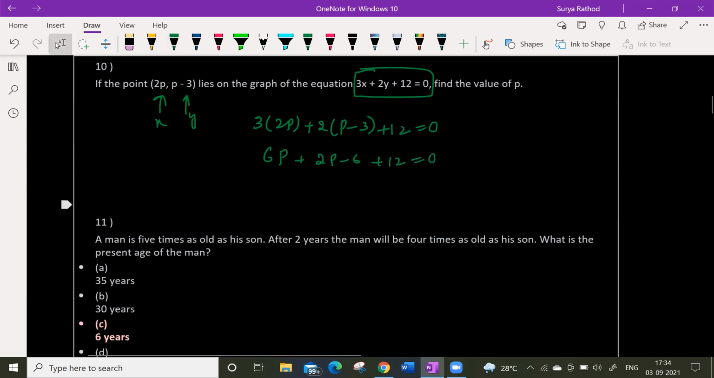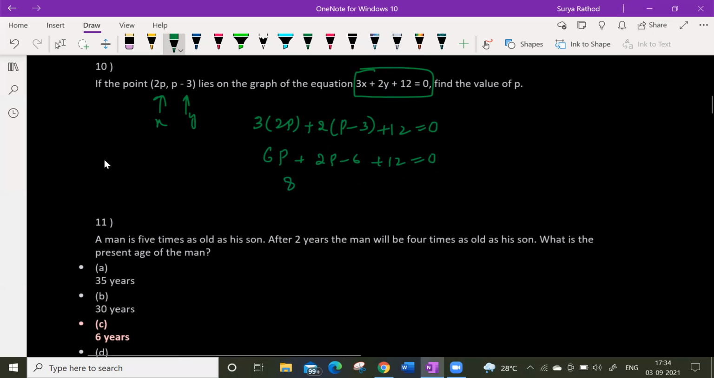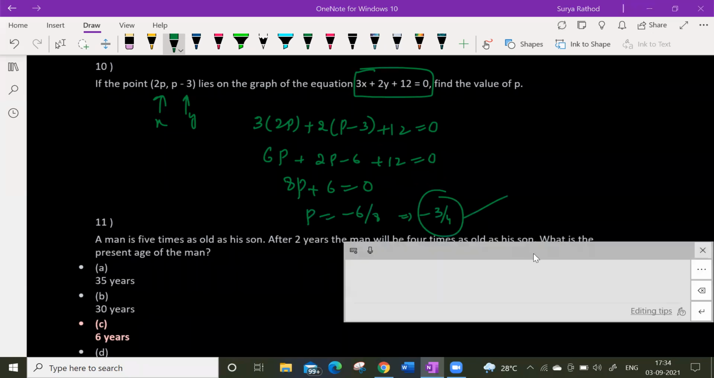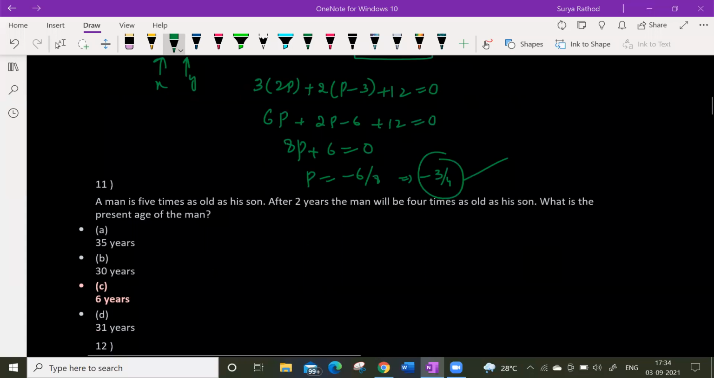Shrayan, right. 8p plus 6 is equal to 0. So p is equal to minus 6 by 8, so minus 3 by 4 is going to be the answer. Clear? The value of p is minus 3 by 4. How many of you understood this? Any doubts? Many of you posted the answer. Very good. No doubts. Chalo. Next question.